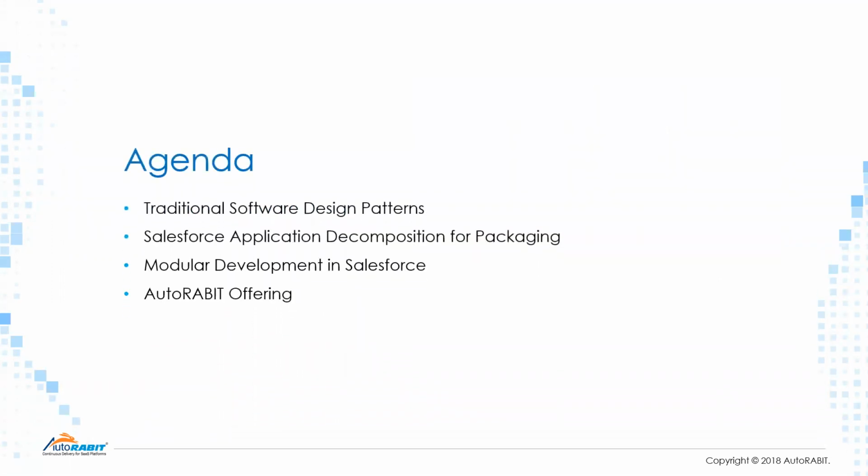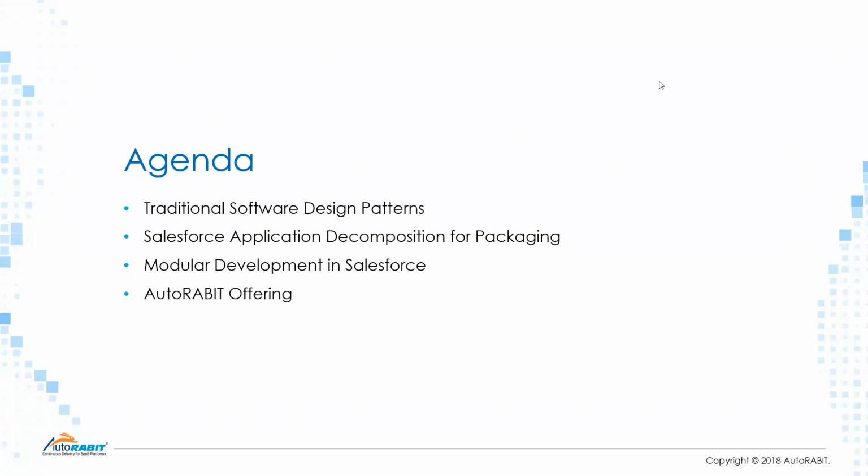So let's go over the agenda for today. To start off, we'll be talking about the traditional software design patterns. So your current process with your org-centric model, with developer sandboxes, with using version control, and using more an org difference-based approach and a component-based approach. And from there, we'll tie that together with how the traditional model currently works into the new 2GP or second generation packaging that Salesforce is offering.